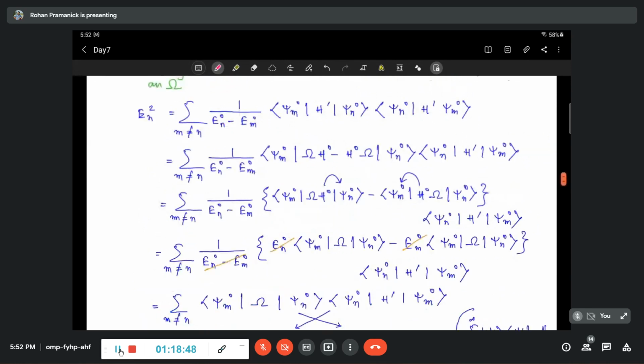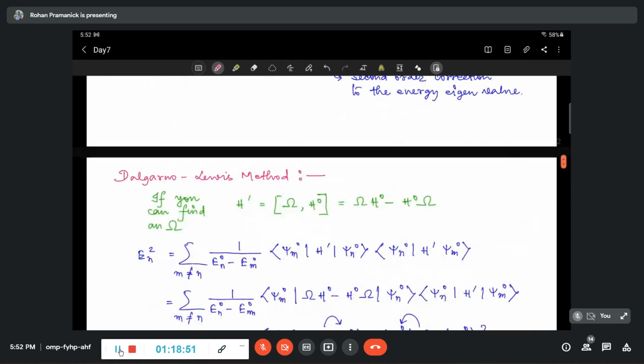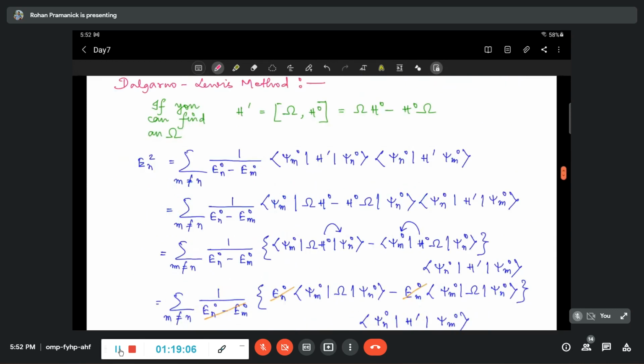So the main thing is the part in green. If you can find that, that is the catch over here. The trickiest part is finding this omega in a practical situation, with the problem I have given over here. The rest is only pure algebra. You have to split it in terms of this.